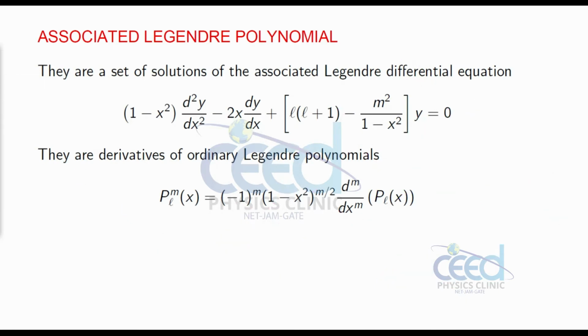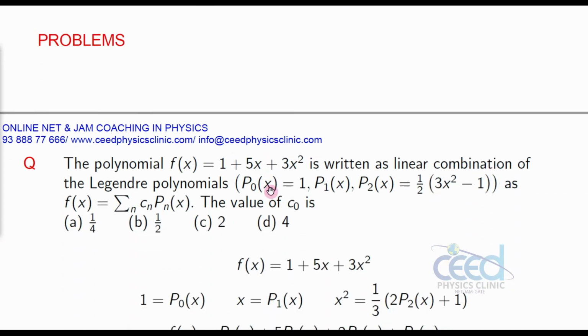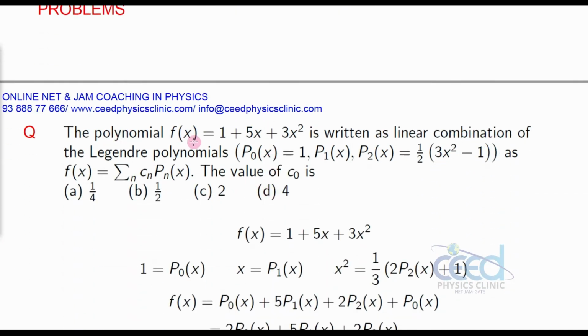Now let us go to some problems from the previous sections which we have discussed. The polynomial f of x, that is equal to 1 plus 5x plus 3x square, is written as a linear combination of Legendre polynomials P0 of x, P1 of x, P2 of x, as f of x is equal to sigma n, cn Pn of x. The value of c0 is.